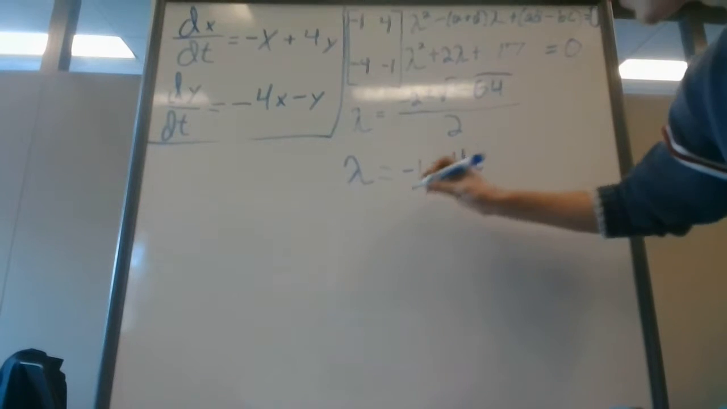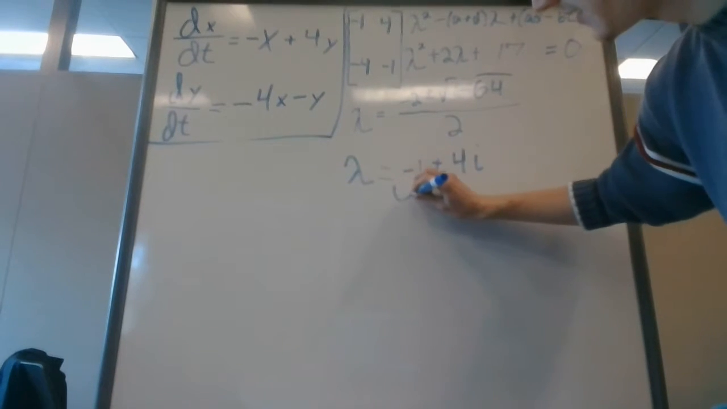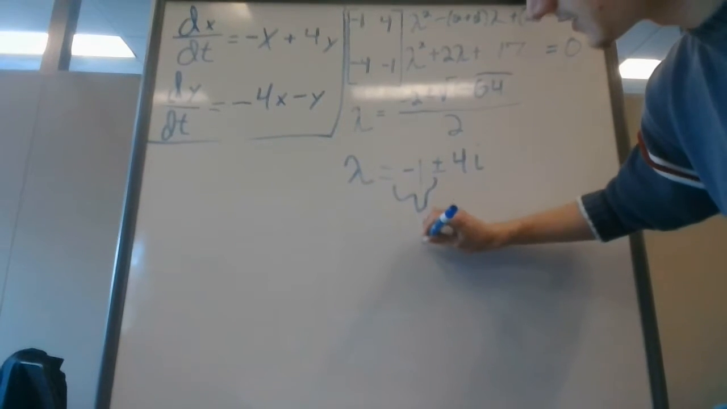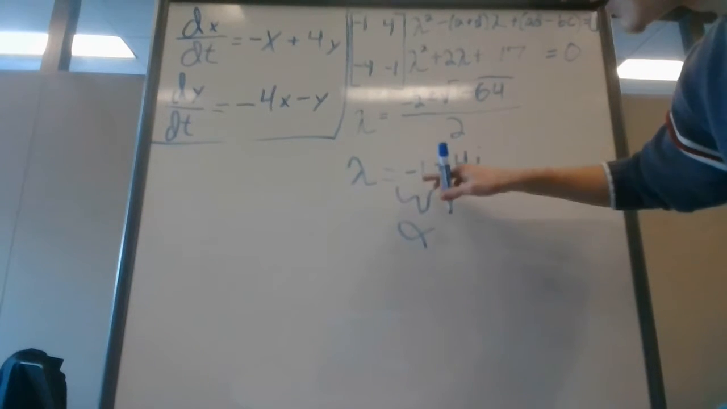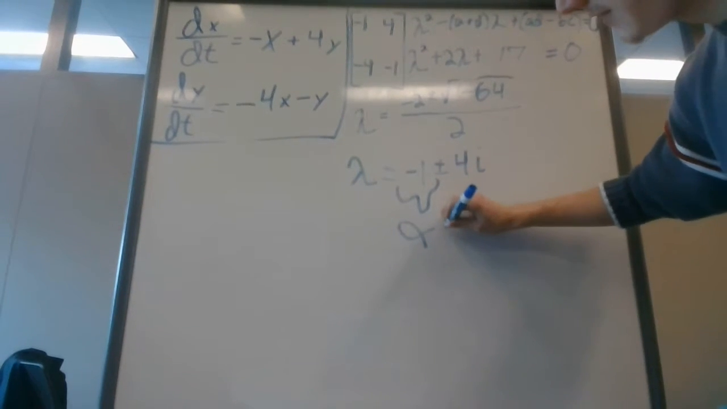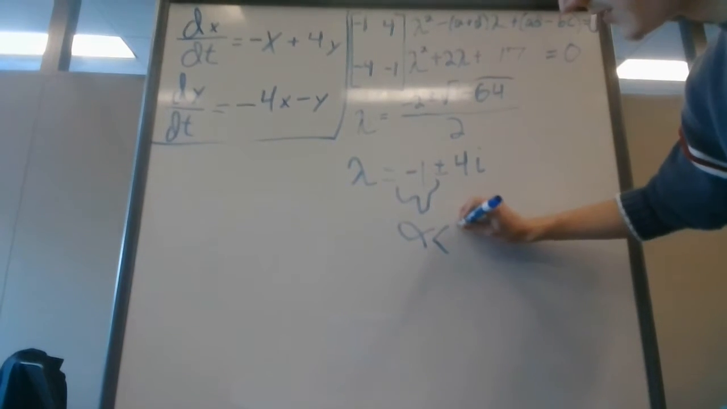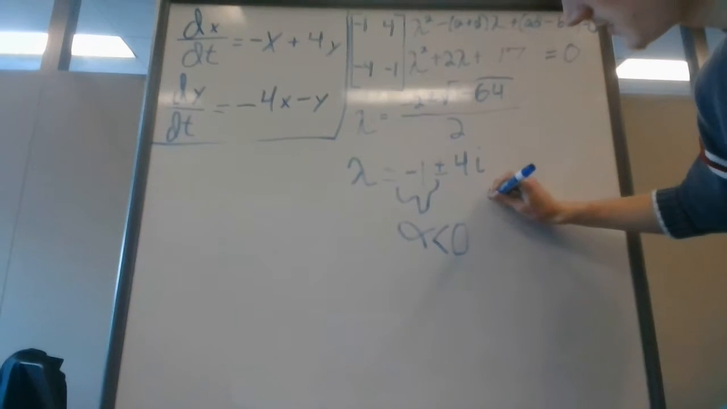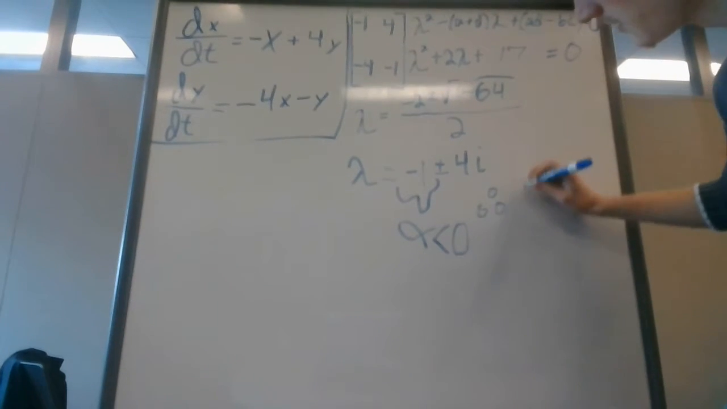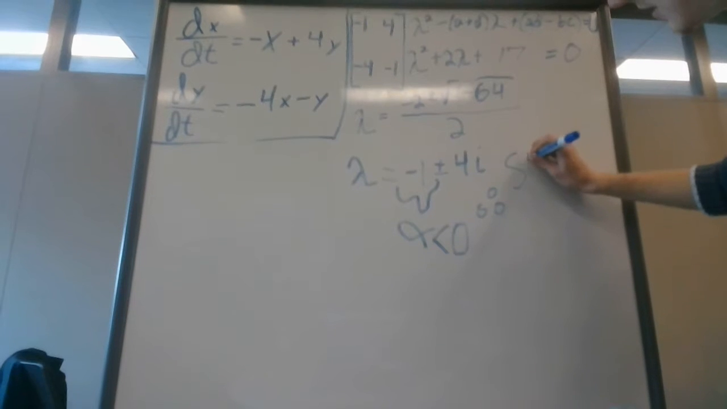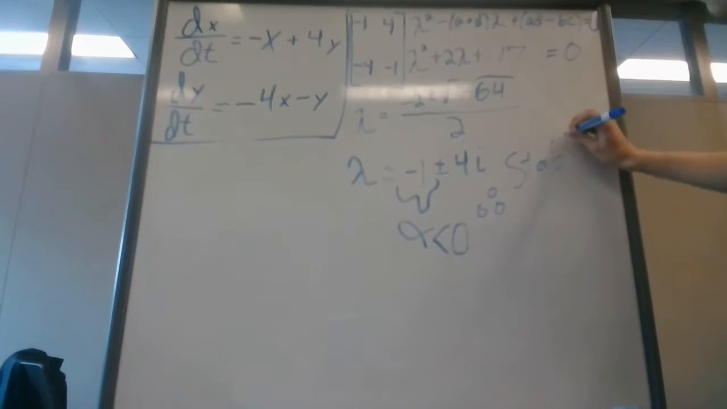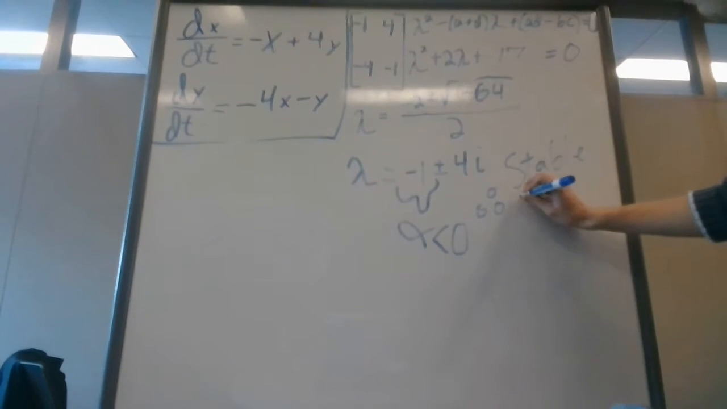But we do know that since this is alpha and it's -1, when alpha is less than 0, that means, therefore, we have a stable spiral.